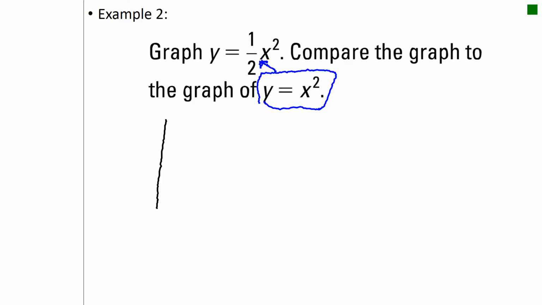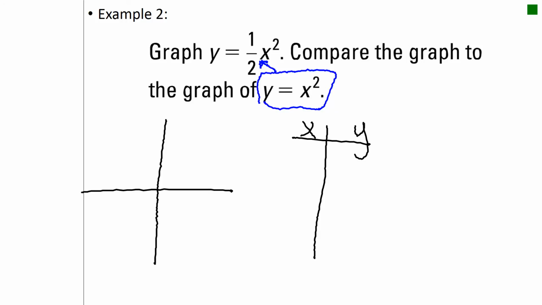Let's figure out what's happening when we multiply it by a half. So I'm going to start off by making a graph and making a table so I can keep track of my points. This one is going to be the table for x squared. If I plug in 0, 0 squared is 0. If I plug in 1, 1 squared is 1. If I plug in 2, 2 squared is 4. If I plug in 3, 3 squared is 9. All right, I have enough information to at least get half of one side of my graph.